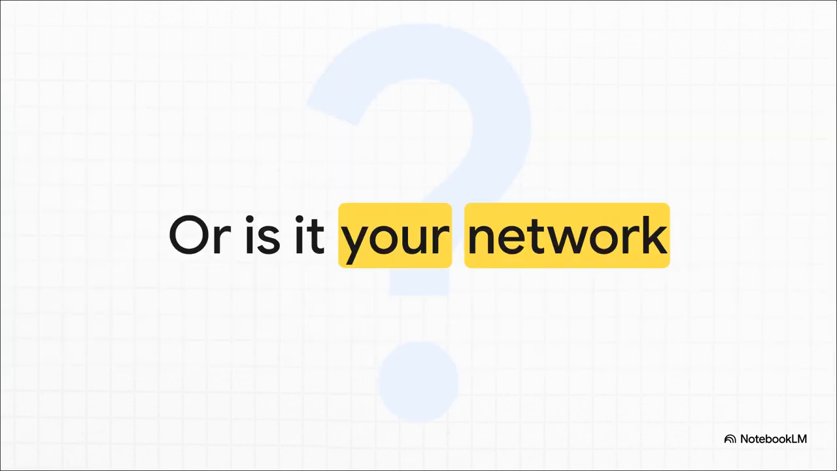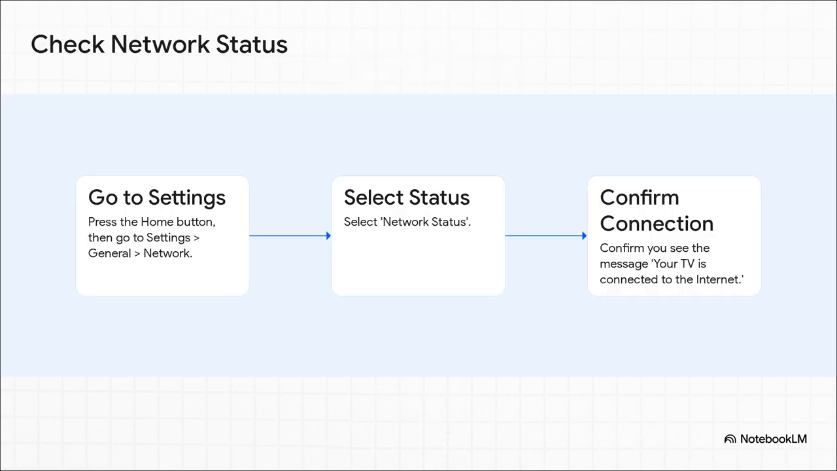Okay, so let's say Down Detector shows that YouTube is fine. Everything's green. The next logical step is to check your own network. Is your TV actually connected to the internet, and is that connection stable? And thankfully, your Samsung TV has a built-in tool for this. All you have to do is press the home button on your remote, head into your settings, find the network status menu, and it will tell you flat out if it's connected or not. This is the absolute quickest way to either confirm or rule out a simple Wi-Fi problem.